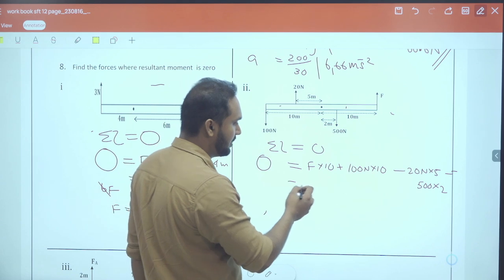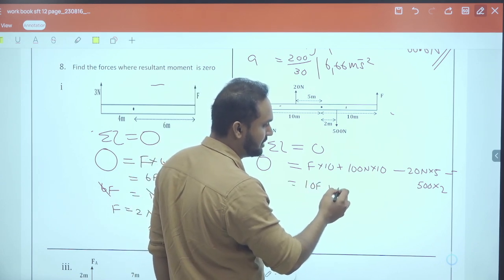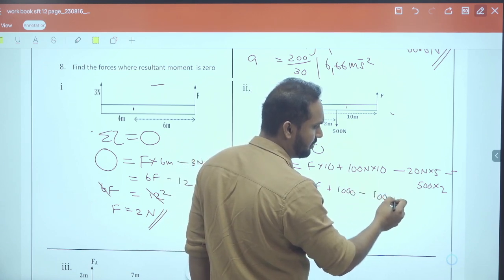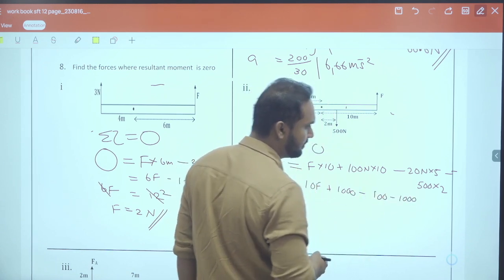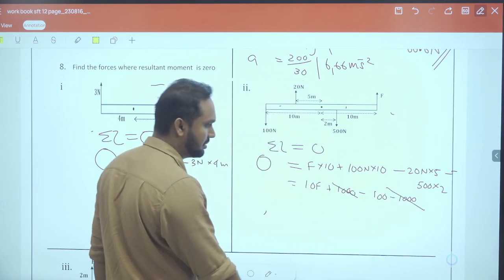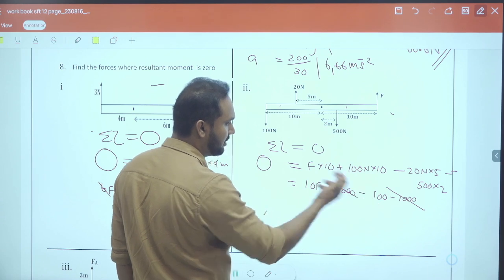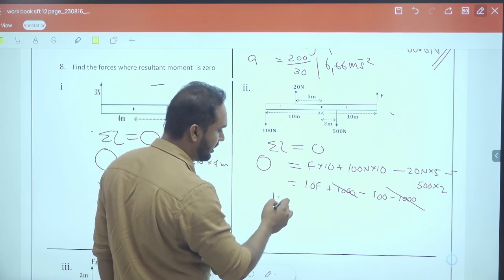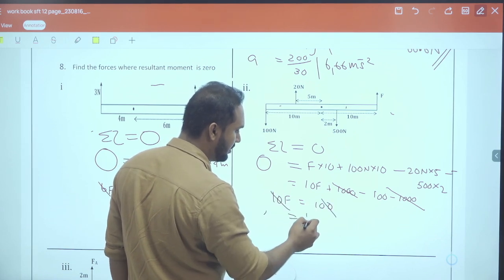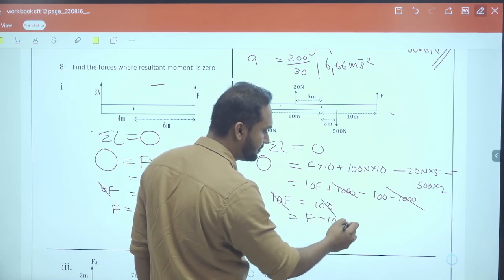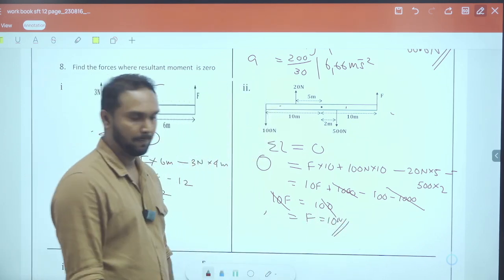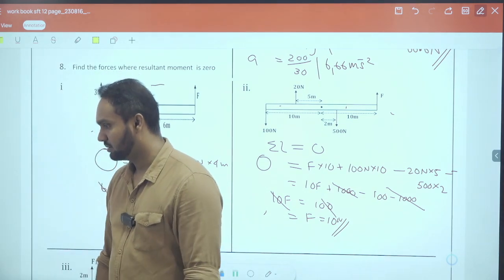So simplify the values. 10F plus 1000 minus 100 minus 1000, right? So this plus 1000 and minus 1000 cancel out. Minus 100 coming to this side becomes plus 100. So 10F equals 100 and F equals 10, right? 10 newtons.